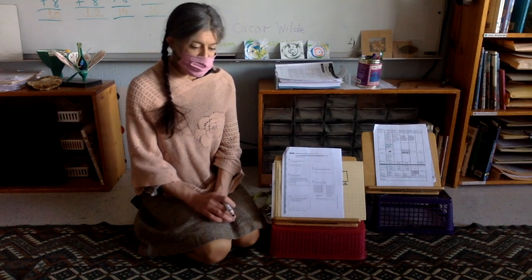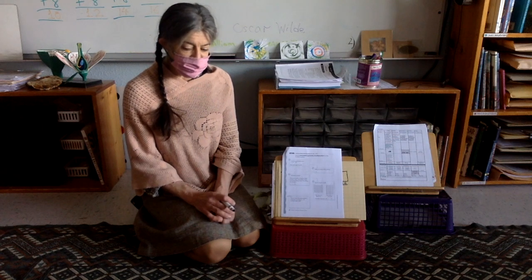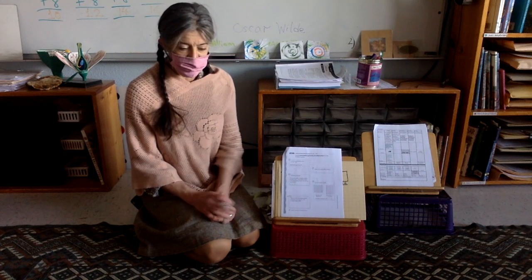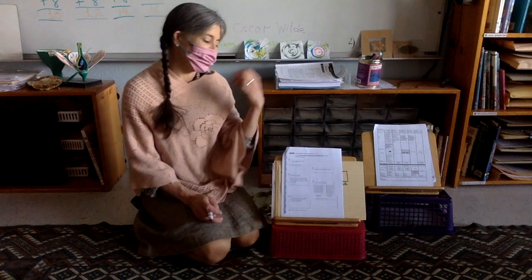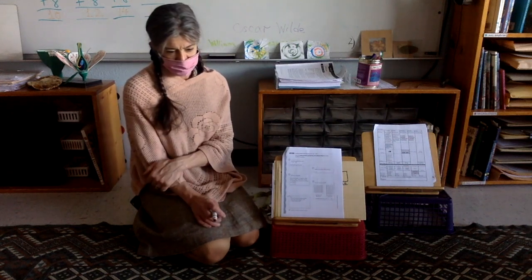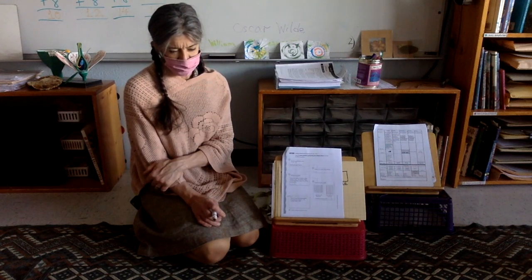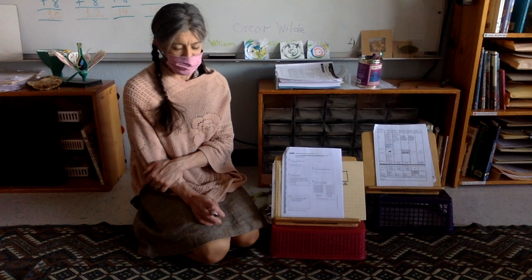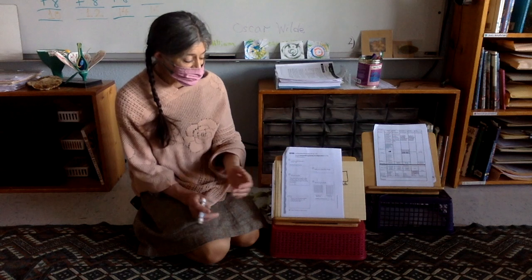All right, what would be easier to figure out? 5 groups of 7 or 7 fives? You all picked 7 fives. Okay, why? Because it's smaller and easier. Why is it easier? Which one's easier to skip count? Your sevens or your fives? Fives are much easier to skip count.